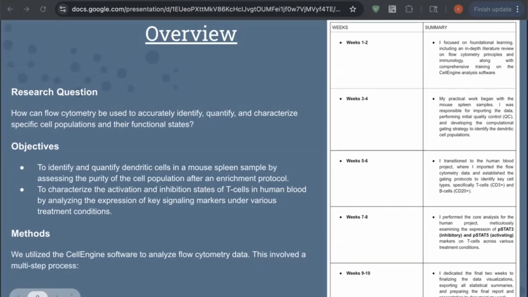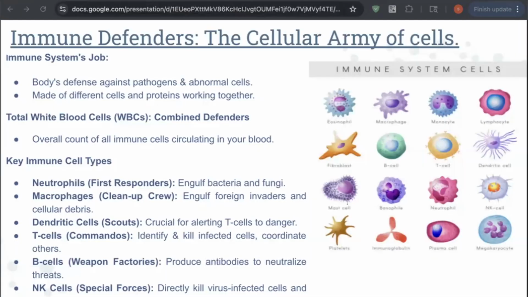The core analysis for the human samples was performed in weeks 7 and 8, where I carefully examined the expression of pStat3 and pStat5 markers on T cells across various treatment conditions. I dedicated the last 2 weeks to finalizing and preparing for this final presentation. Let's begin with an overview of the immune system.